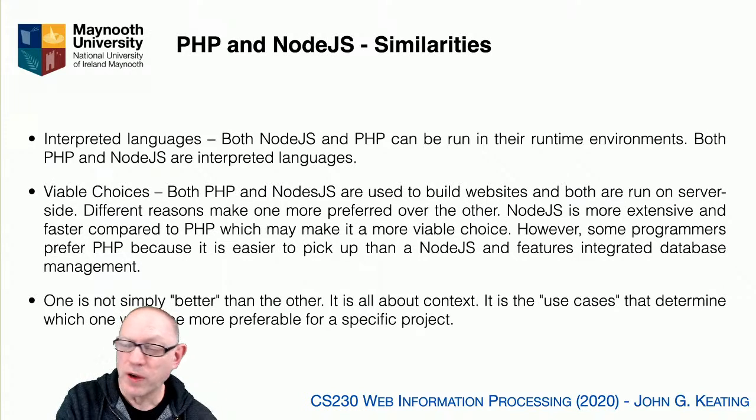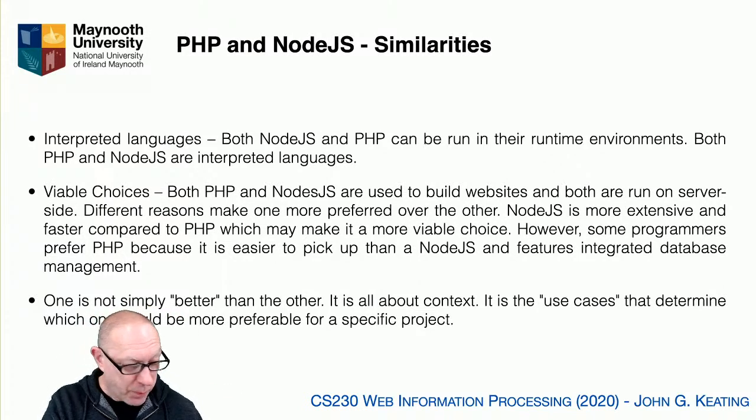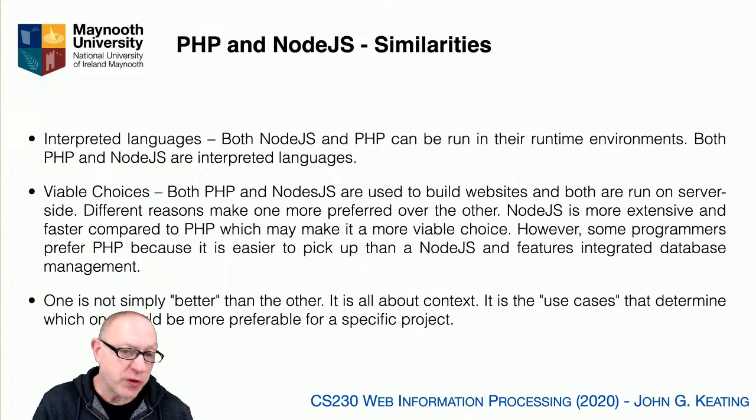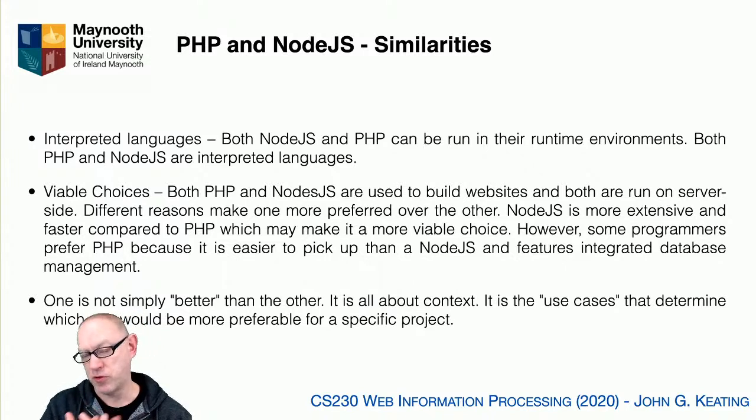So, what are the similarities then? PHP and Node.js are both interpreted languages, and you should know this from your computer science courses already, your compilers course or whatever. They're not compiled languages. They are run in a runtime environment, and both PHP and Node.js are interpreted languages. Important to know that. They're both viable choices for building web stuff, and they can be used to build websites. Both run on the server side.